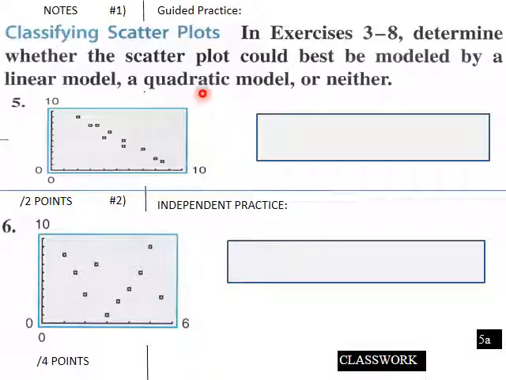So let's try a couple here. Determine whether the scatter plot can be best modeled by a linear or a quadratic. You've got this here and you've got this one here.